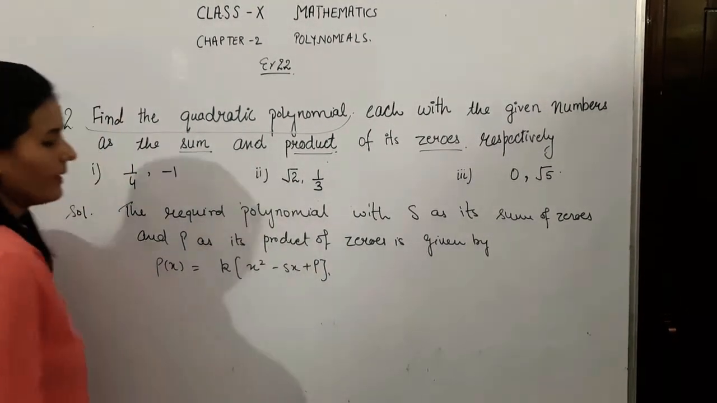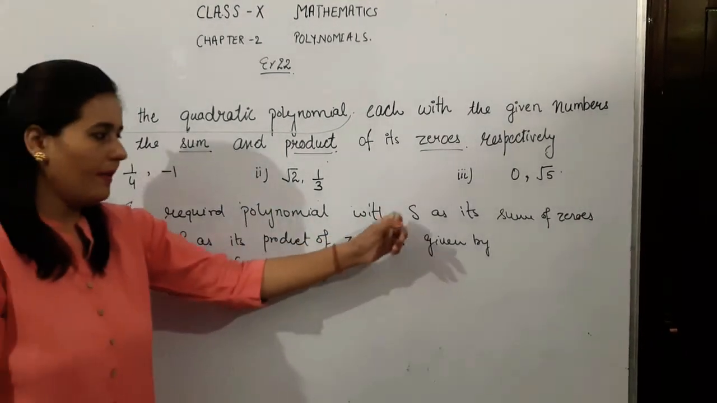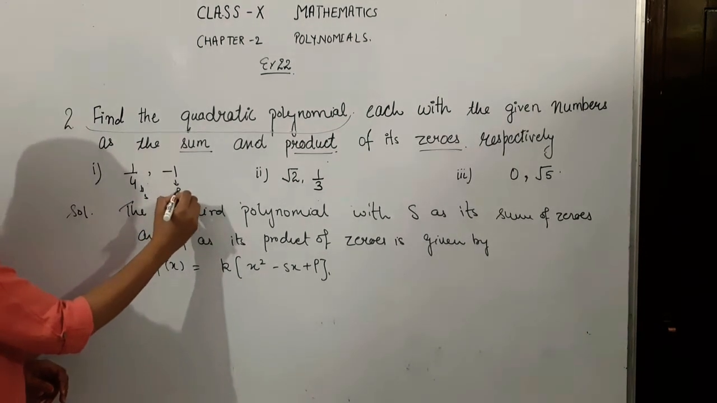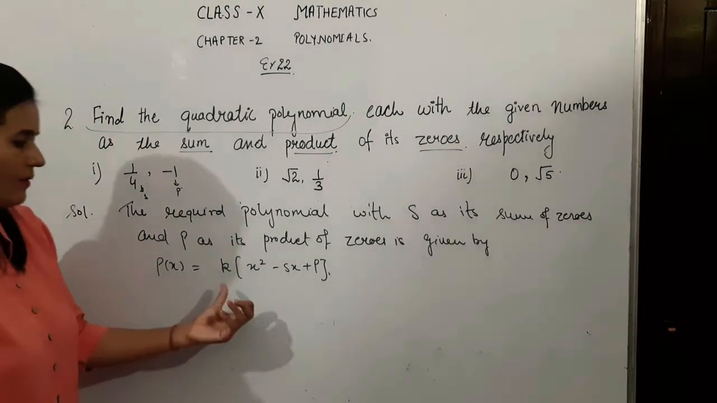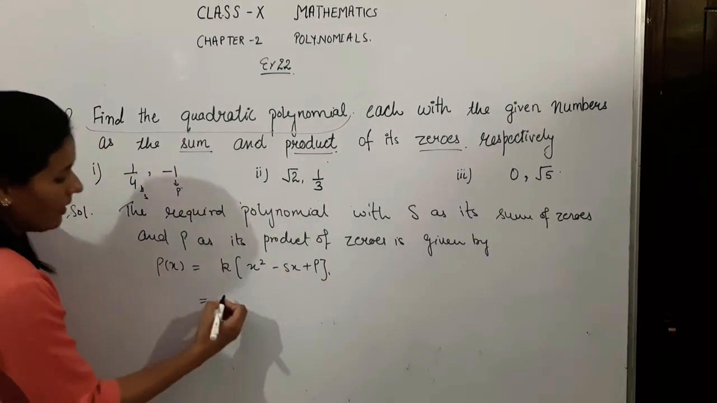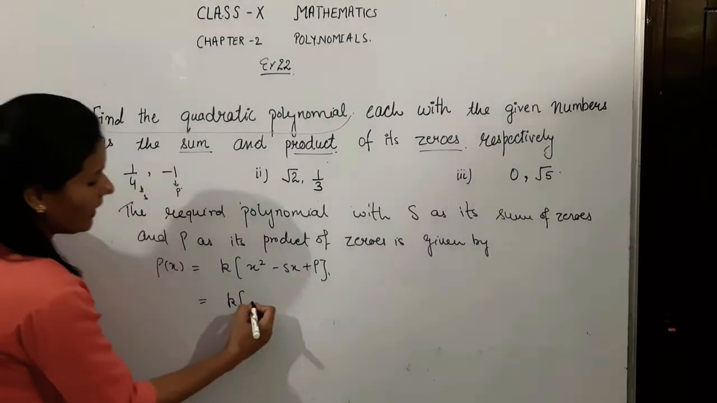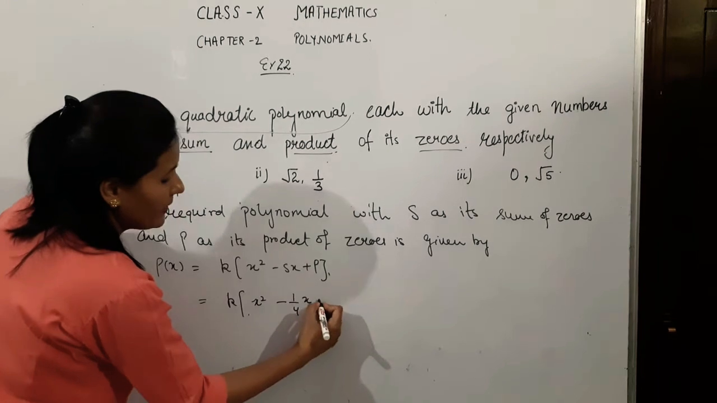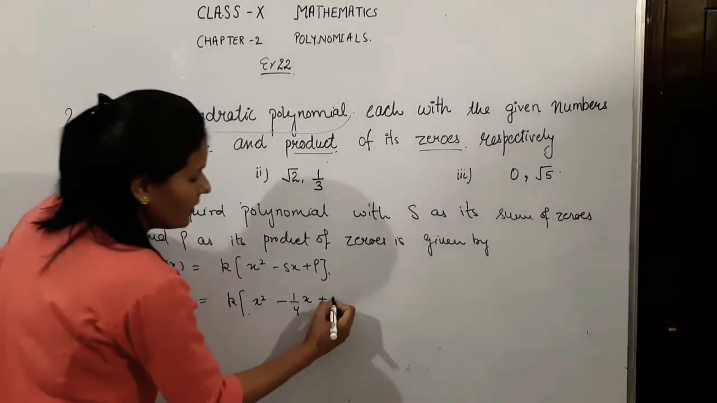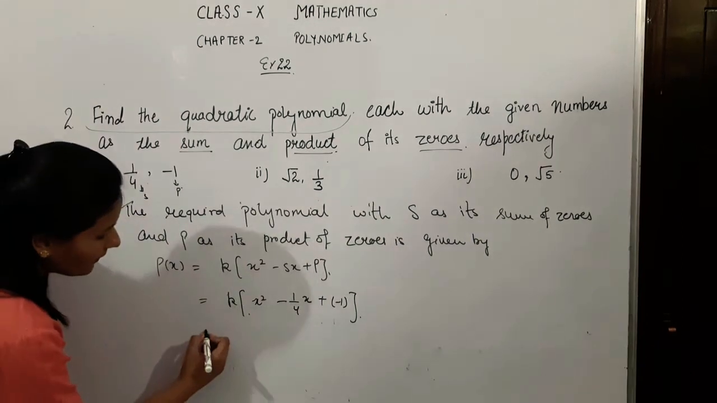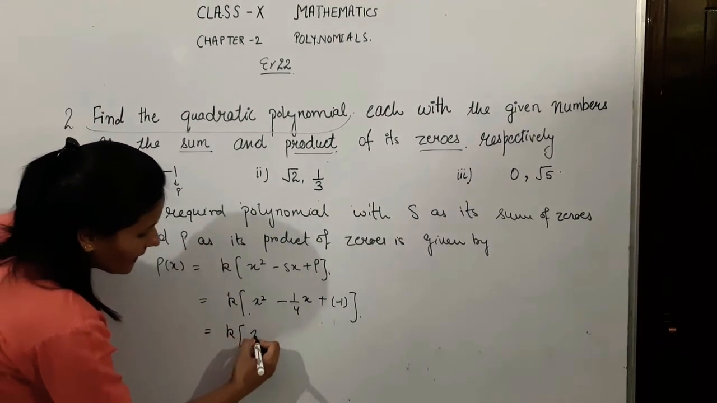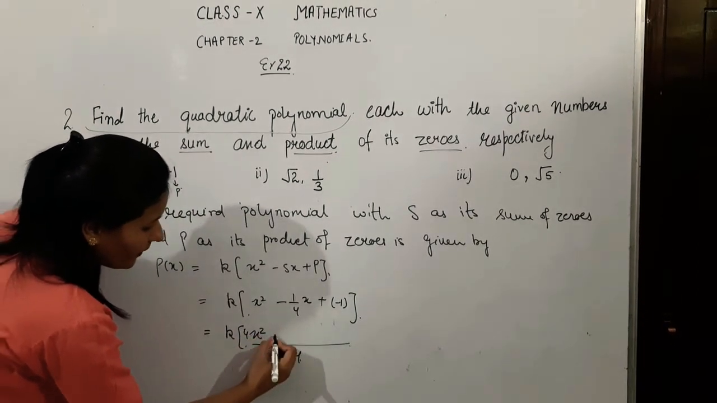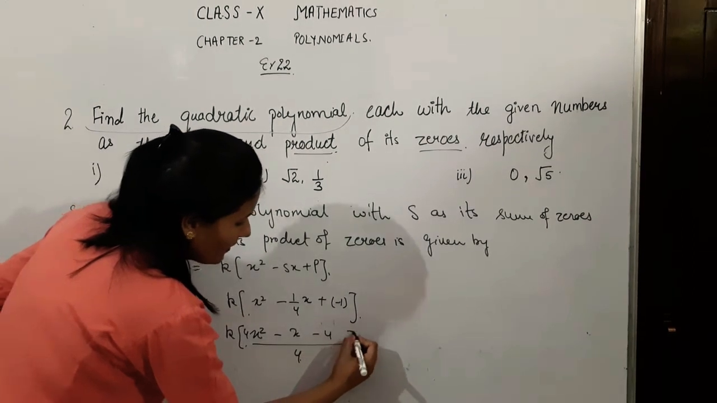So what it is basically, whenever you are given sum and product, let this be s and this be p, right? So how to write the equation or the polynomial? k into x square minus 1 upon 4 x plus p, where the product of zeros is minus 1. So here it will be k times x square. Let me take the LCM here, 4. So it will be 4x square minus x minus 4.